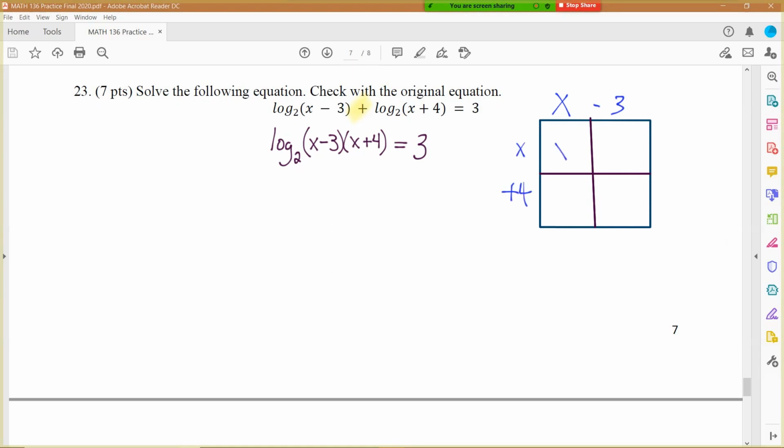So to fill out my box, x times x is x squared. X times negative 3 is negative 3x. X times 4 is 4x. And negative 3 times 4 is negative 12.